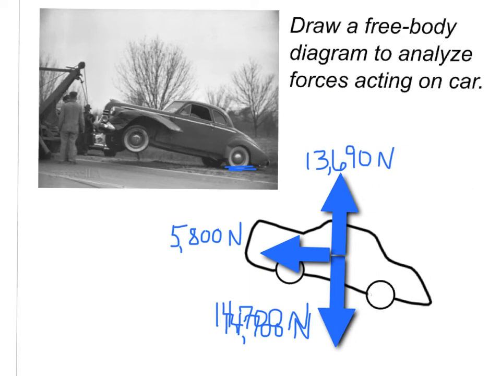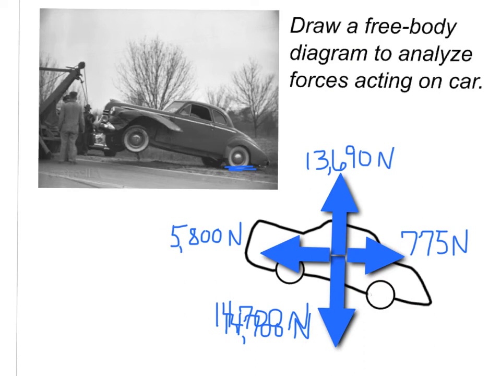When the tow truck is pulling this car and moving it forward, we have a force that is exerted in this direction by the tow truck of 5,800 newtons. We also have a force exerted in this direction, again, the force of friction from the road, that is in the opposite direction of the direction that the car is moving. And that is represented here. I could not draw my arrow any shorter, but it is 775 newtons.